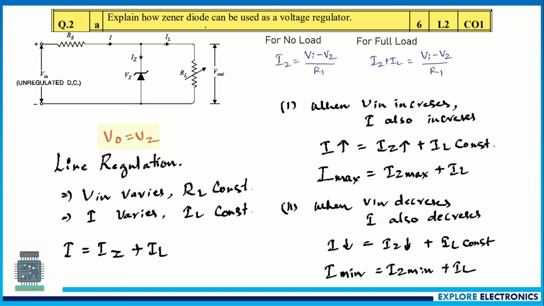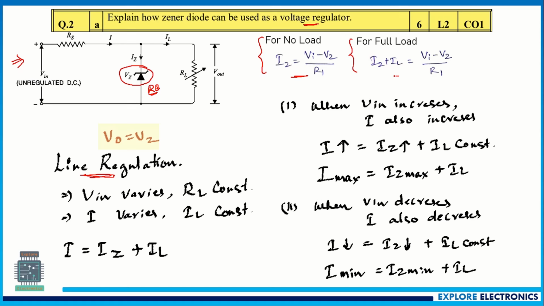And explain how a Zener diode is used as a voltage regulator. For this question, you need to write the circuit of a voltage regulator using the Zener diode. Remember, this Zener diode is connected in reverse biased fashion. You need to mention that. The answer for this question is, you can explain using no load and full load conditions, or else you can explain using line regulation and load regulation. Here it is not mentioned to explain no load and full load or line regulation and load regulation. You can explain in any way. Here I have given both.